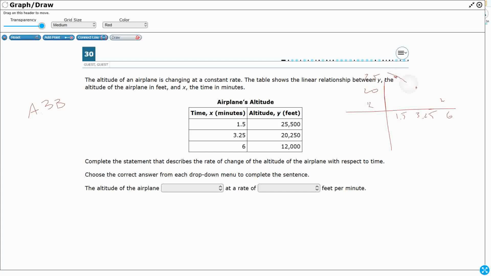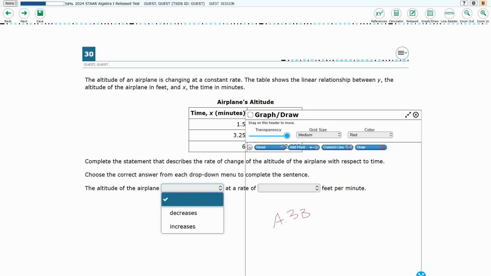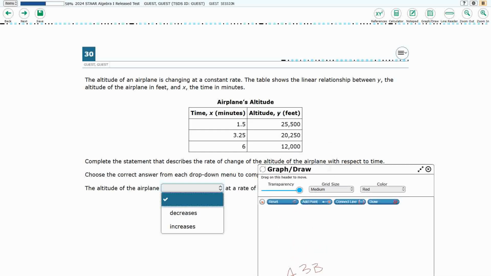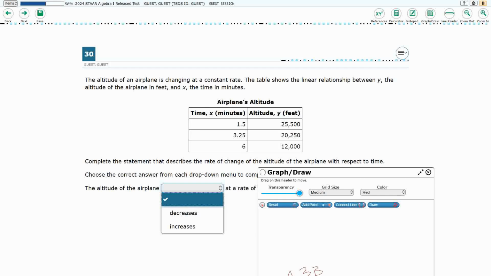So we have a descending aircraft right here. And so that's going to help us. As the x increases, the y decreases. And so that's actually our first statement. What is happening to the altitude? The altitude is the y value. Well, the y value is decreasing. It's 25,000, 20,000, 12,000. So we need decreases.